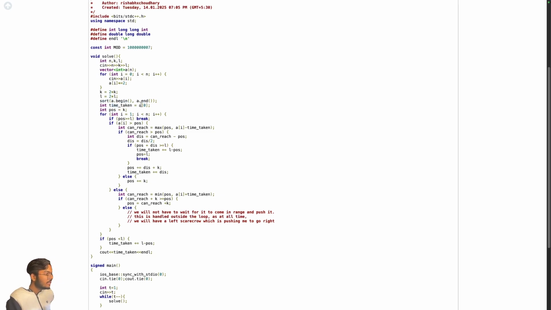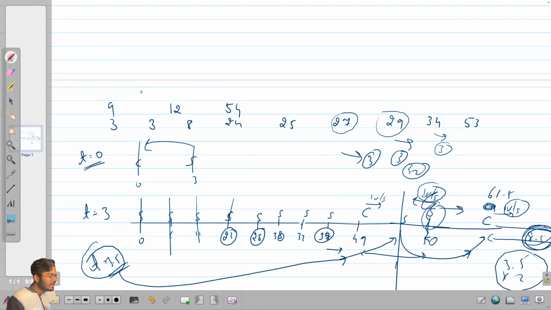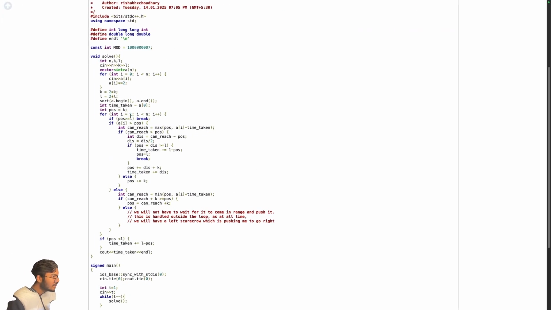First of all, you have to wait for the first scarecrow to reach position 0. You can't just start like that, right? So you will have to wait for this scarecrow to reach position 0, and you will move to position 12. Okay, and then start with 1. Obviously, if it is greater than or equal to 12, then you don't need to go further, you are already at your destination. Now there are two cases: A[i] is greater than position or A[i] is less than position.